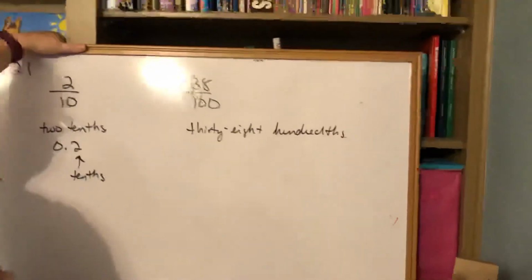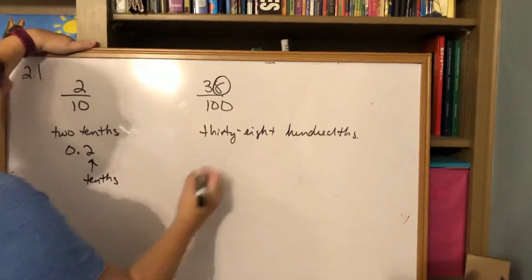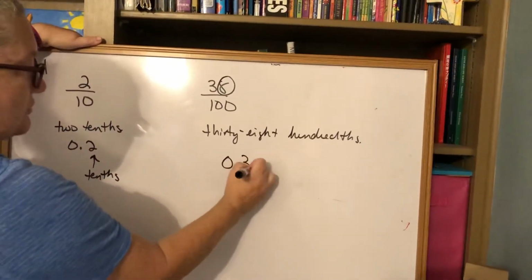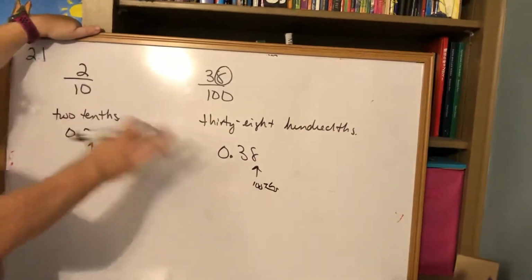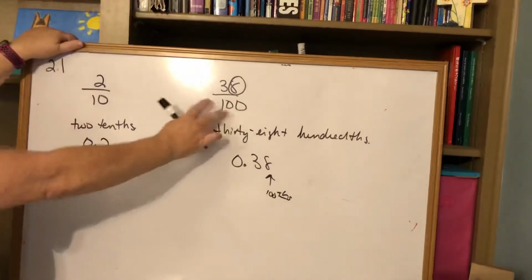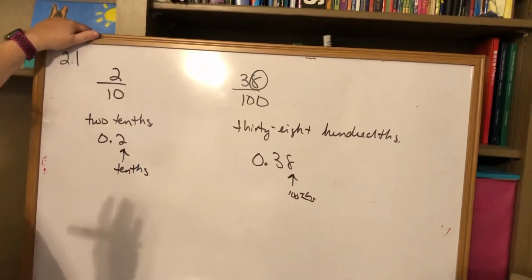And if we wanted to write this in decimal form, this 8 here needs to be in the hundredths place value. So it'd be 0.38, and that needs to be in the hundredths. Now you can only write the fractions just like this if you have denominators with powers of 10. Powers of 10 are 10, 100, 1,000, 10,000, etc.